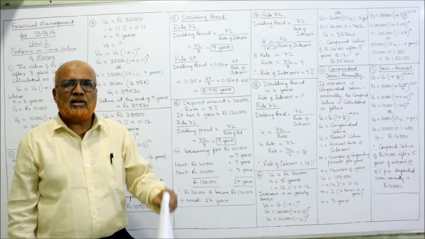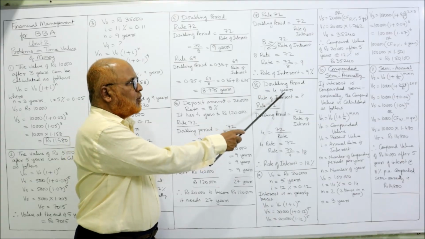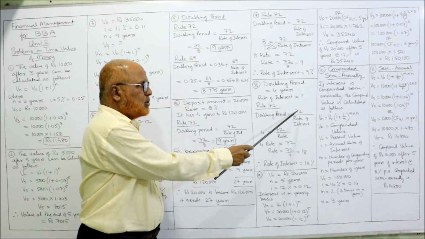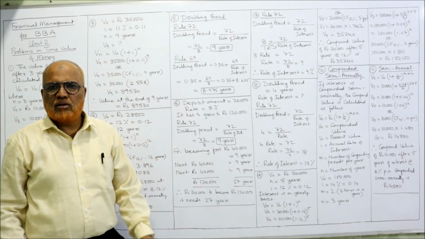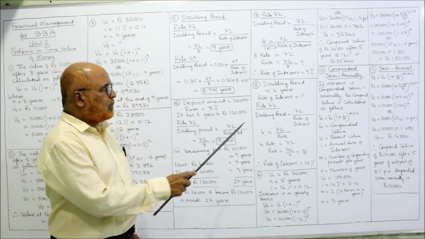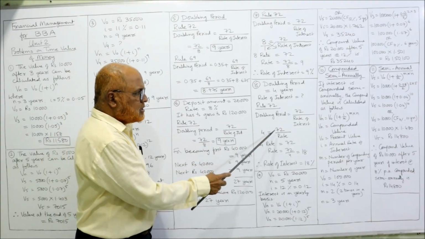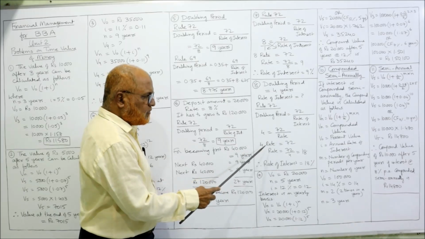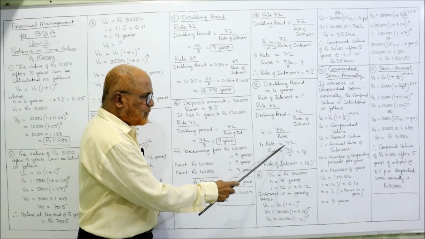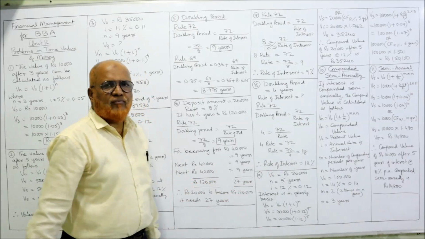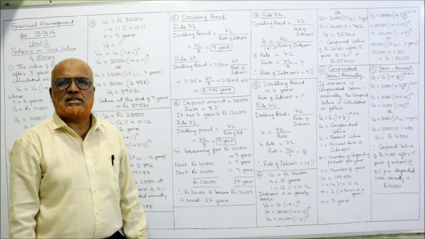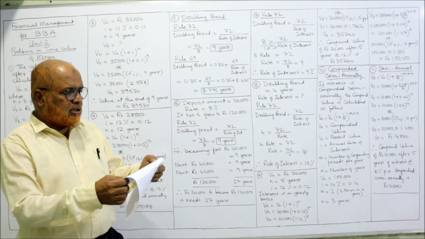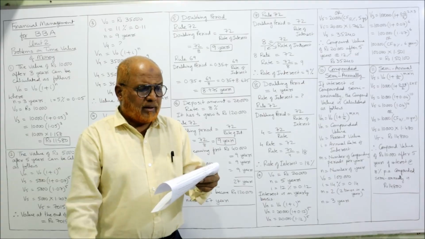So according to rule 72, doubling period is equal to 4 years. Rate of interest how much? So rule 72 says doubling period is equal to 72 divided by rate of interest. So how many years? 4 years. So in place of doubling period I am writing 4. 72 by rate, cross multiply. So 4 into rate, 4 rate is equal to 72. So rate is equal to 72 by 4, that is 18%. That is the rate of interest. That is 8th problem.